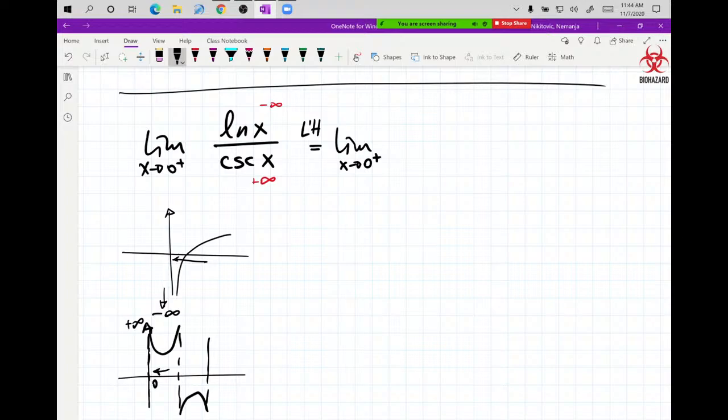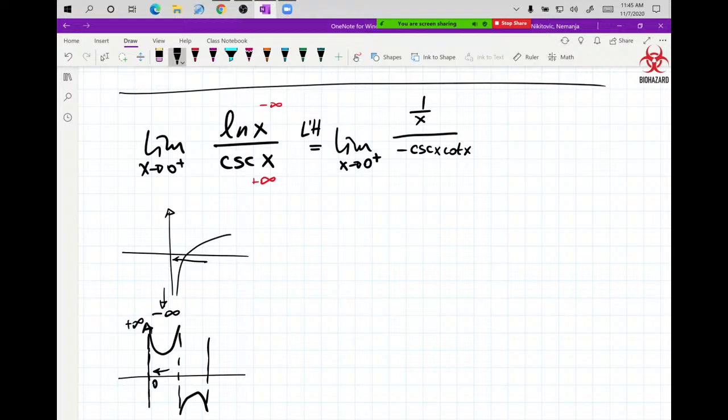Okay, let's take a look. So the derivative of ln x is 1 over x, and the derivative of cosecant is what? It's negative cosecant x cotangent x. Very good. All right.